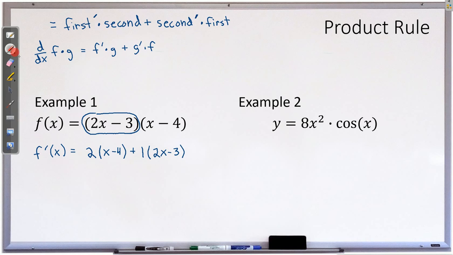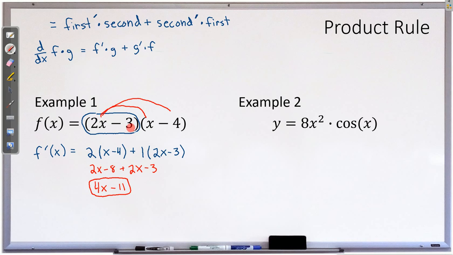And if we work on simplifying that a little bit, you get 2x minus 8 plus 2x minus 3. That will give us 4x minus 11 as our final derivative. It's kind of a long and complicated process, but with this one I can prove that it works because I can do this problem another way.